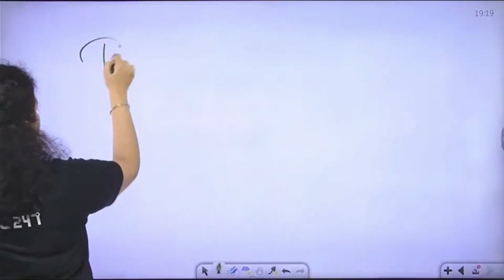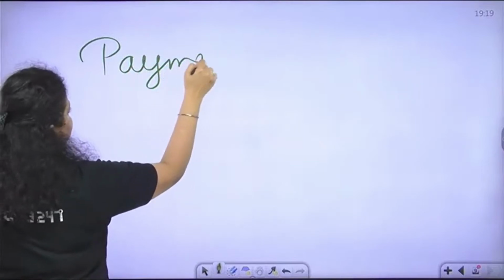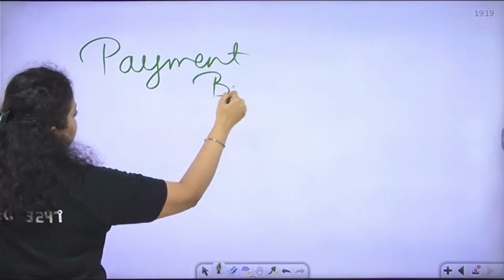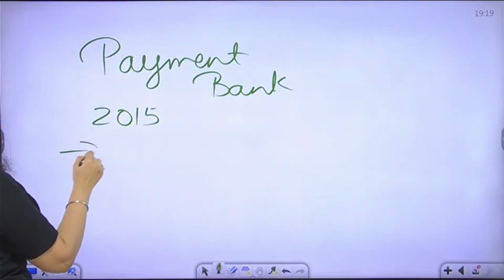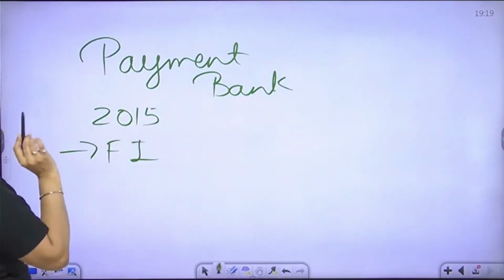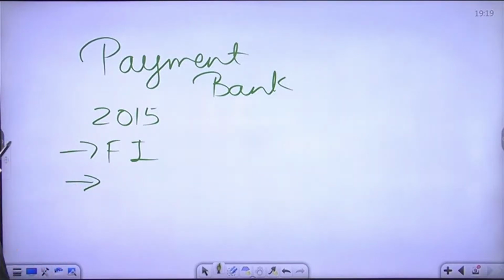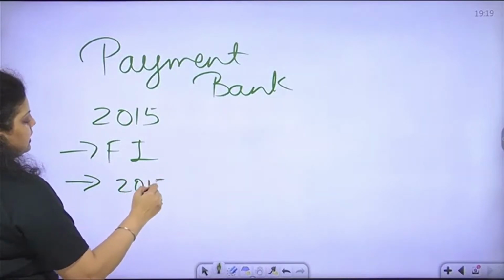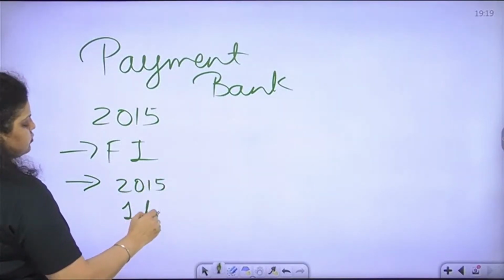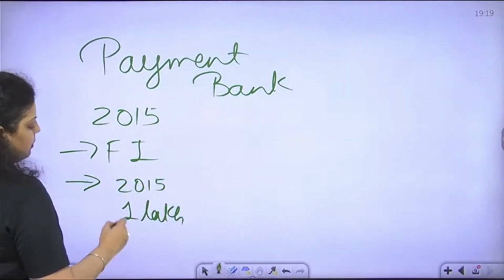So if I talk about payment bank, it was established by RBI in 2015 for the purpose of financial inclusion. Right. And the payment bank has a restriction. Earlier in 2015, it had the restriction of only 1 lakh per customer.